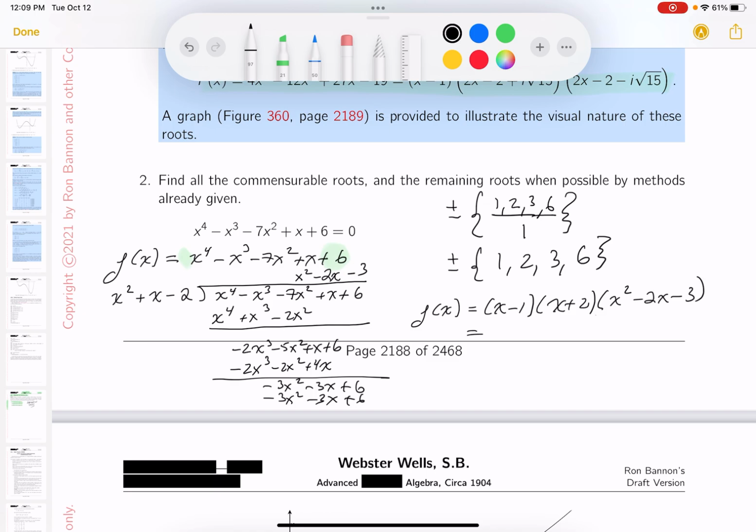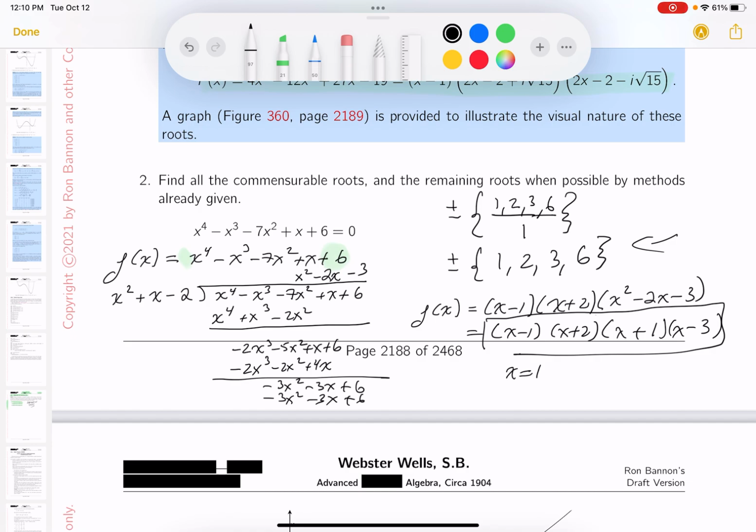And I think I'm ready to finish it off. X minus 1, x plus 2, x and x, 3 and 1, minus and plus. And by the way, they are in the list. I just didn't test them off. This is the factorization, and the roots are going to be as follows. The roots will be x equals 1, x equals minus 2, x equals minus 1, and x equals 3. They're the roots.